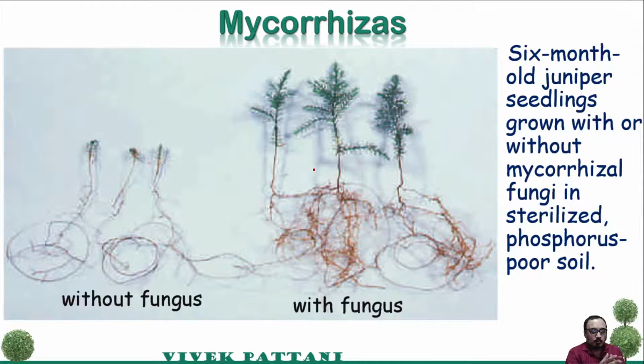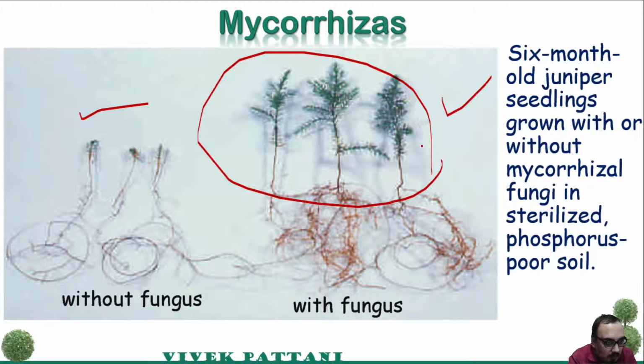So these are 6-month-old juniper seedlings grown with or without mycorrhizal fungi in sterilized, phosphorus-poor soil. Now you can see the differences, without the fungi and with the fungi. With the fungi you can see more growth of the same plant. The same applies to the trees of the forest also, which have a very important association with the fungi.